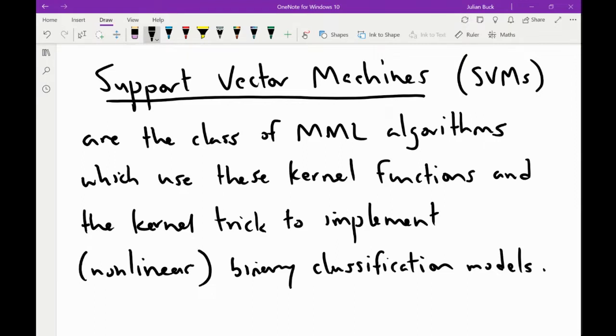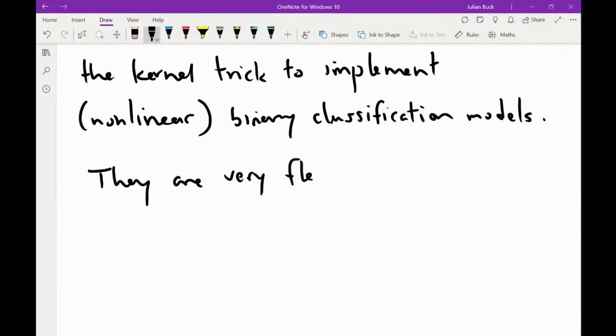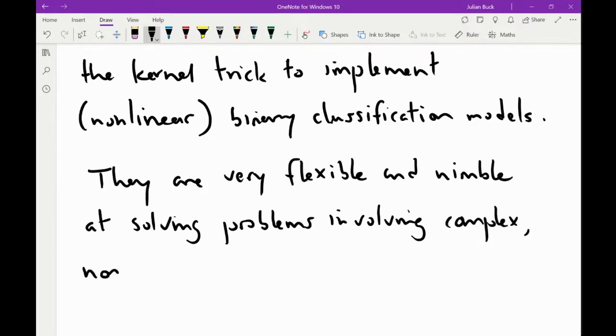So because of this approach, they are very flexible and very nimble at nonlinear problems. They're basically, in some sense, really designed for that. They are very flexible and nimble at solving problems involving complex nonlinear decision boundaries.